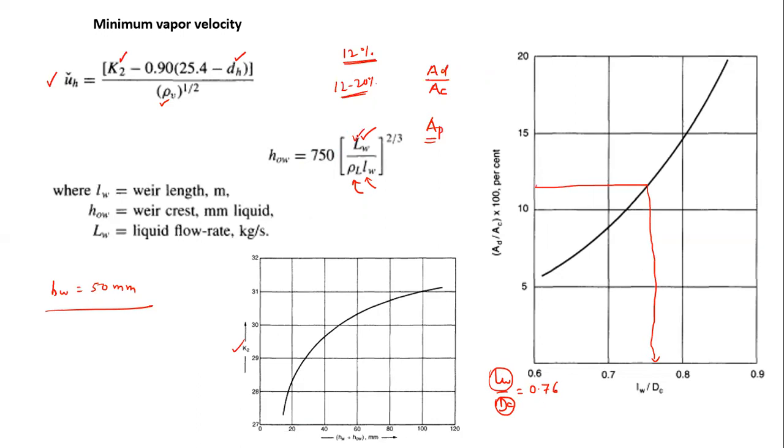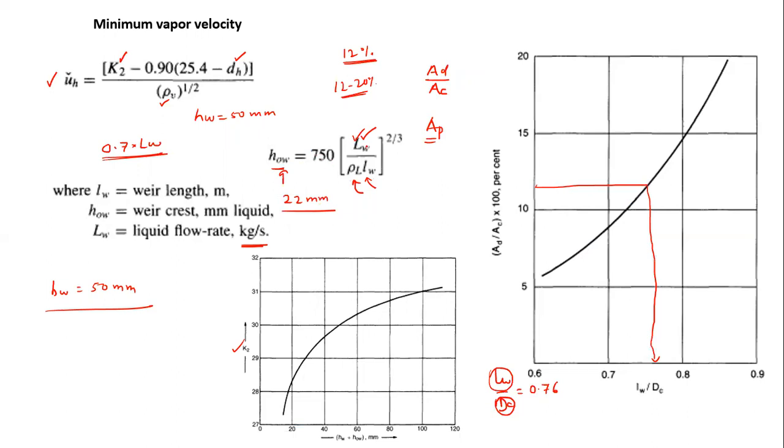Now we are talking about weeping, which occurs at lower flow rate. So you take 0.7 times the flow rate of liquid in kg per second, because weeping occurs at the smaller side. So 0.7 times of LW, this would be the flow rate of liquid. Density will remain the same. LW we found out from this, which will give me HOW. Now HW was 50 mm. Let's say HOW comes to be around 22 mm.